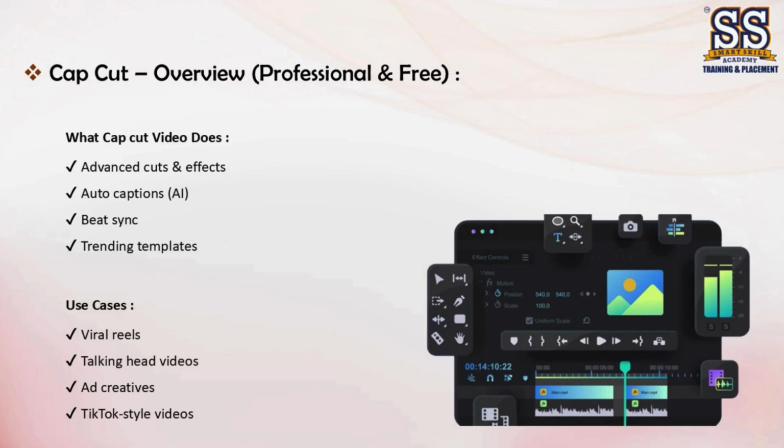Speed and trends. It also offers beat sync to perfectly time your clips to music, and a library of trending templates that allow you to jump on viral movements before they fade. Use cases. In terms of practical application, we use CapCut to build high-converting viral reels and polished talking head videos. It's also our go-to for rapid ad creatives and that fast-paced TikTok-style content that captures attention in the first 3 seconds. If you want professional results without the steep learning curve of traditional software, CapCut is where you start.